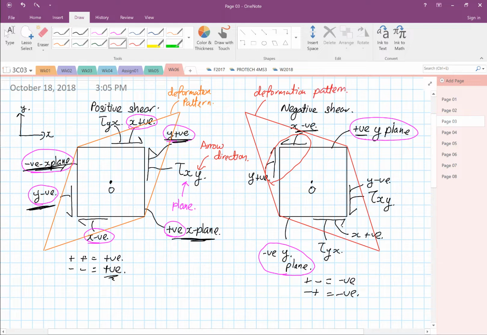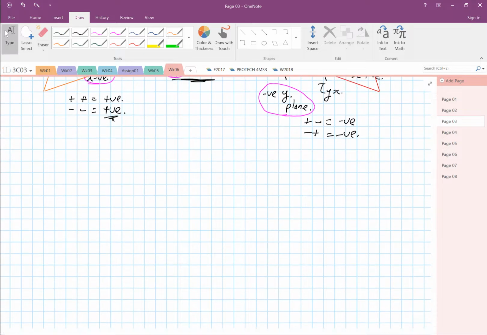Okay, then I'd like to highlight not possible cases in shear. Okay, we are going to look at not possible cases in shear. Okay, and this shall and will never happen.